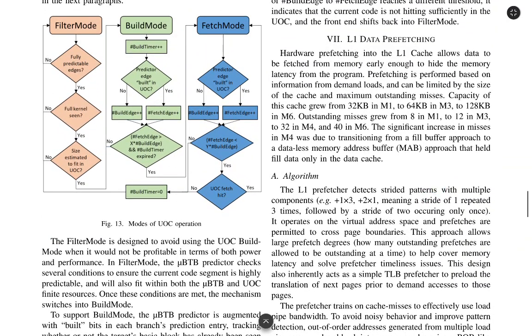The filter mode. The filter mode is designed to avoid using the UOC build mode when it would not be profitable in terms of both power and performance. In filter mode, the micro BTB predictor checks several conditions to ensure the current code segment is highly predictable and will also fit within both the micro BTB and the UOC resources. When the conditions are met, the mechanism switches into build mode.